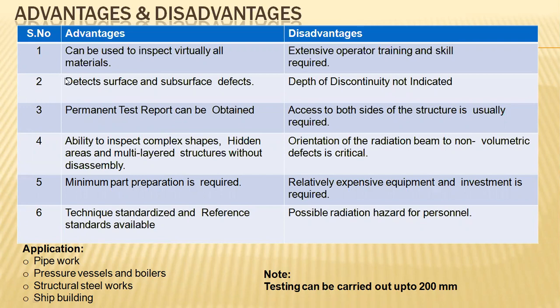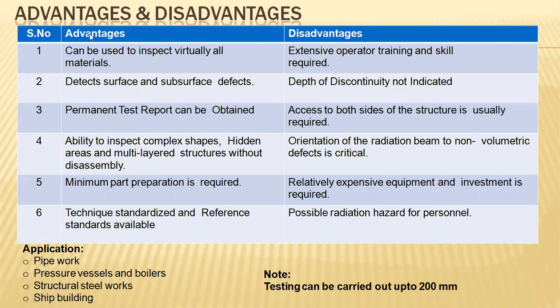Coming to the advantages and disadvantages categories. In the case of advantages, we can use it to inspect virtually all materials, almost all materials, ferrous and non-ferrous types, but its range or frequency will vary depending on the type of material. Polymers or ceramics can be identified, and metals, in the case of metals, ferrous kinds of metals and non-ferrous kinds of metals also can be identified.